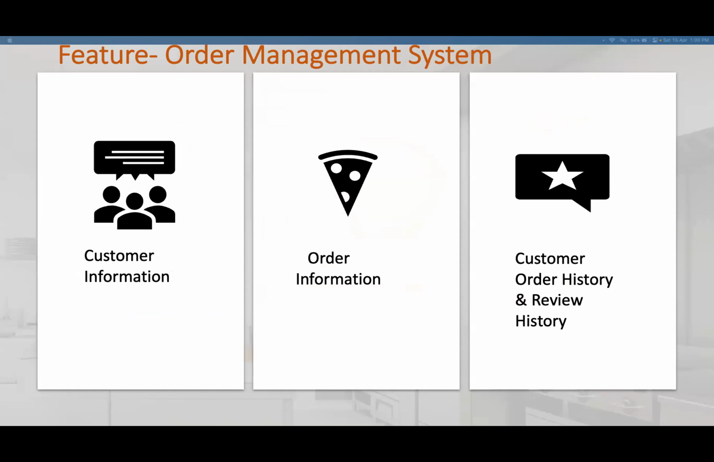The other key feature of our model is order management. We have divided this feature into three parts. The first part is customer management, where we store the customer's personal information, and each customer can have multiple addresses. The second part is order management, where we capture food items related to a particular order. The last one is review management, where a customer can give a review which is associated with an order.